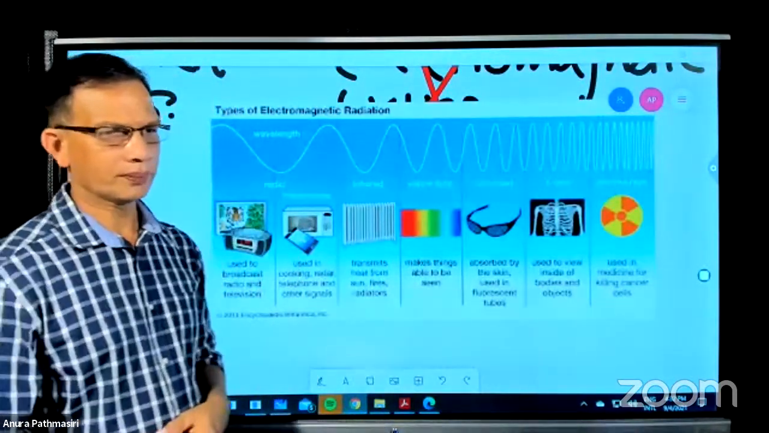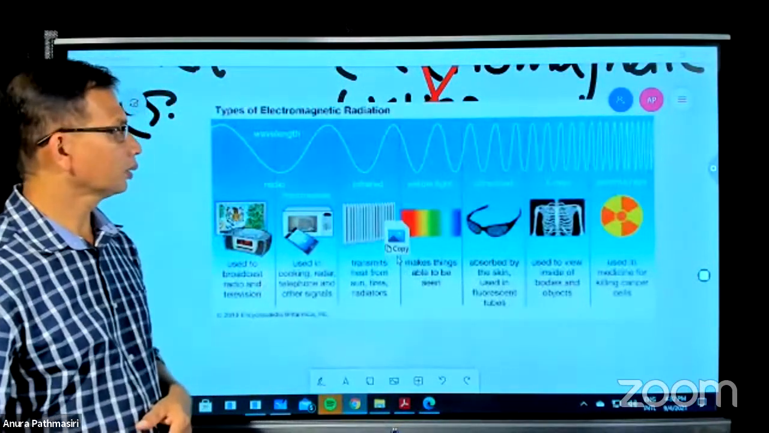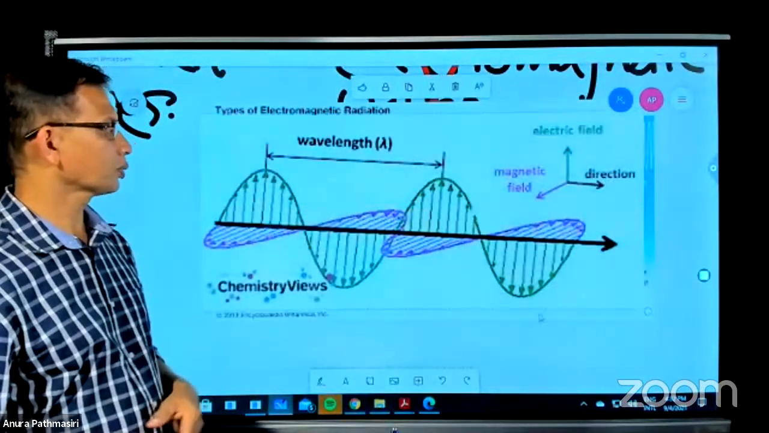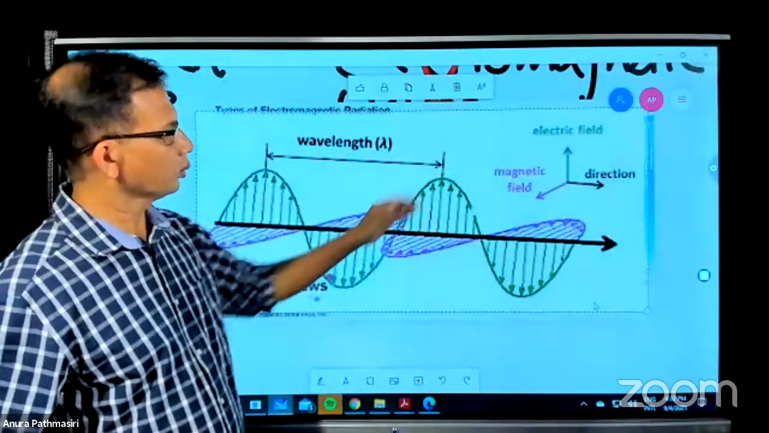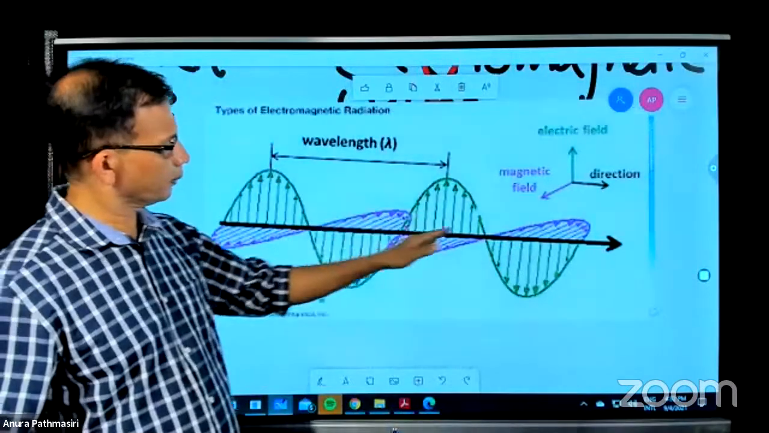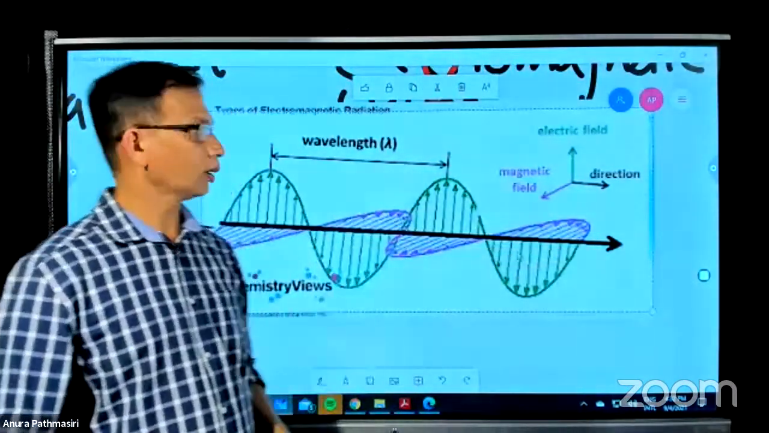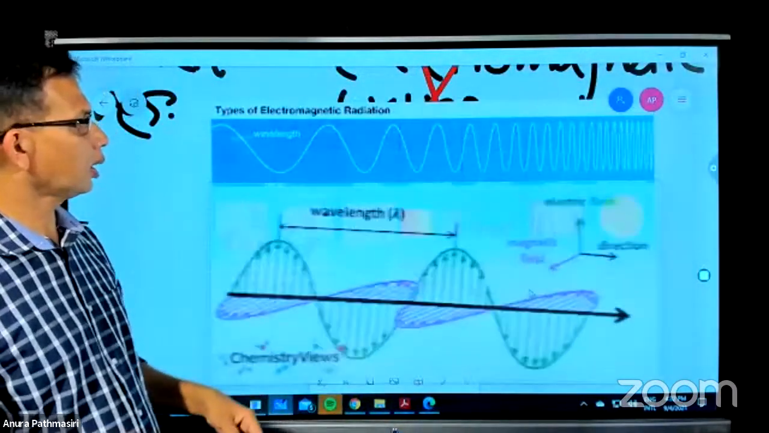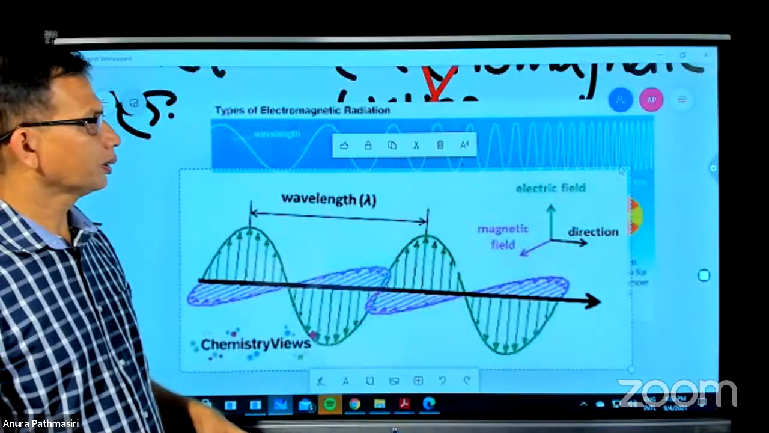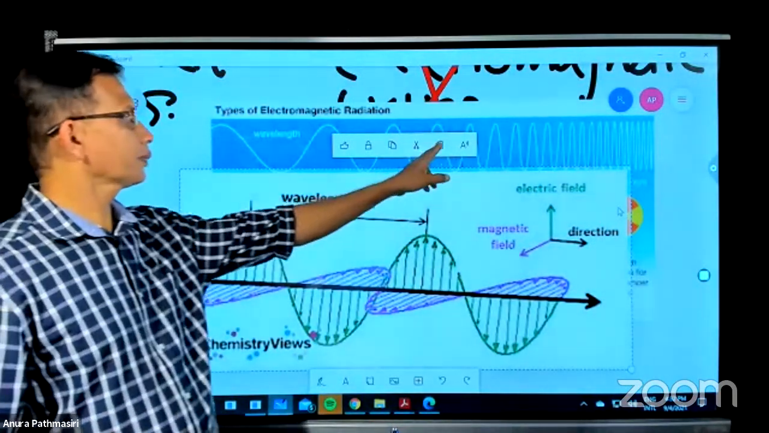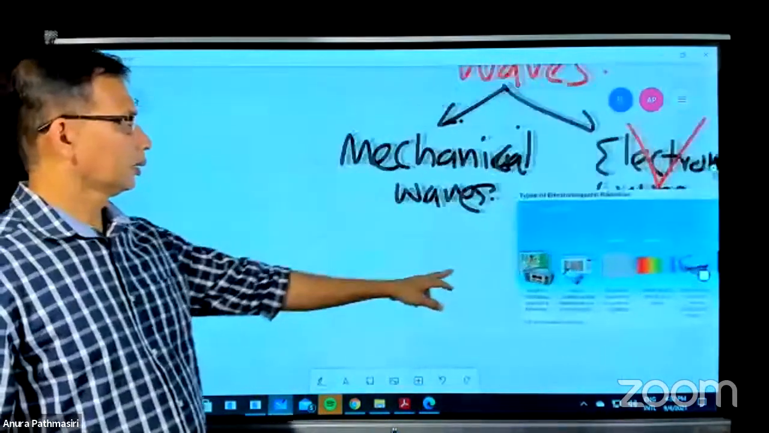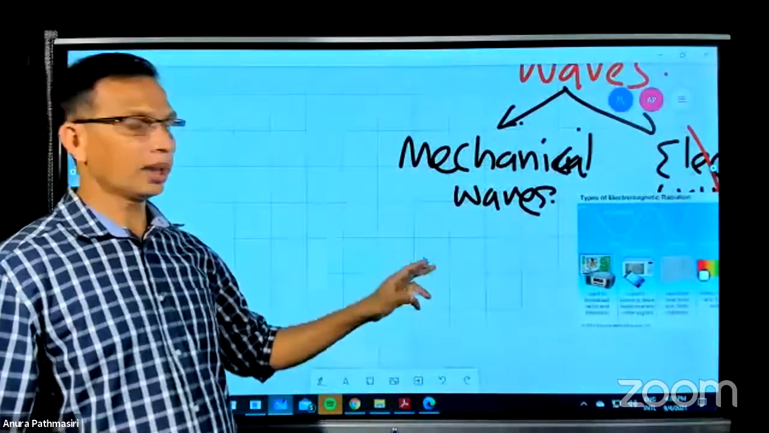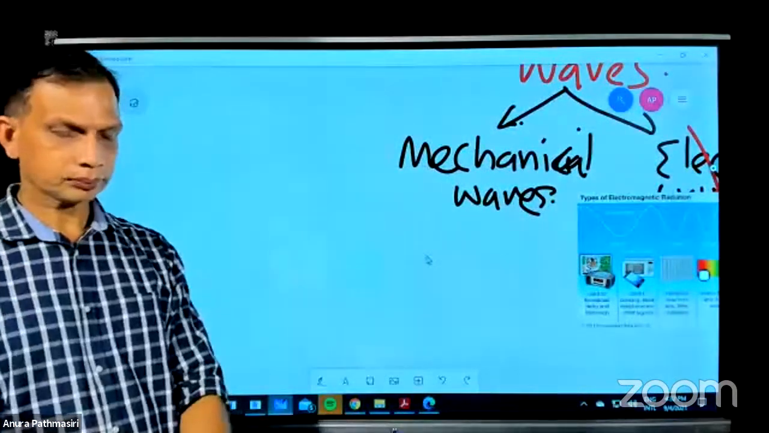As you can see, these are electromagnetic waves. So there is an electric field, right? And then you get the magnetic field perpendicular to that one. So these waves are visible here. But we are not going to talk about that one. We are going to talk about the mechanical waves.